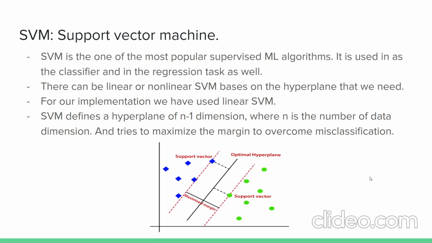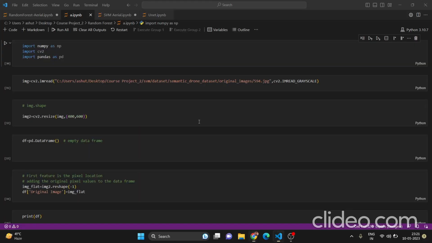SVM defines a hyperplane in n-1 dimension where n is the number of data dimensions. The SVM tries to maximize the margin to overcome the misclassifications that can be happening with the dataset. Now let me just demonstrate the code snippets for the support vector machine.